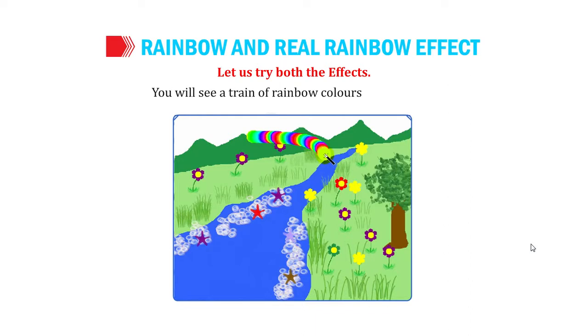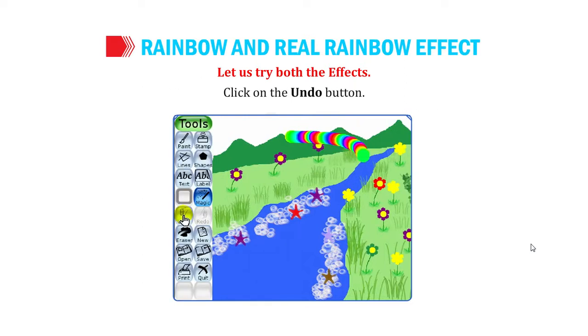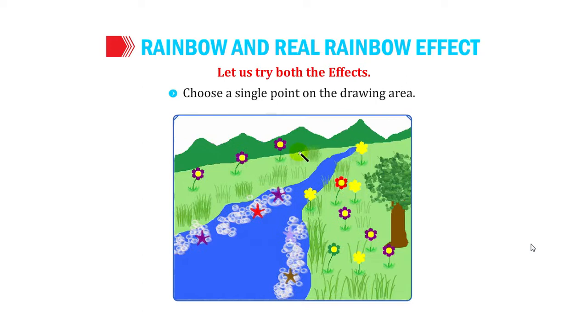Now select the real rainbow effect. Choose a single point on the drawing area. Click and drag the wand from one end to the other. You will see a rough sketch of the rainbow as you drag your mouse. As you reach the end point and release the left mouse button, you will see a real rainbow on the canvas.